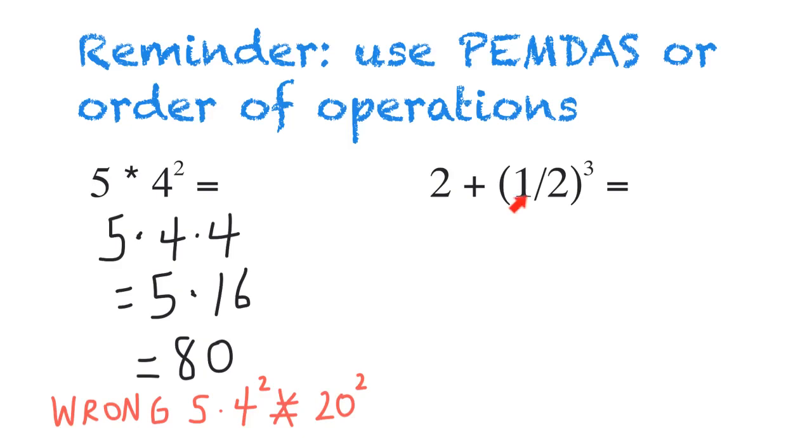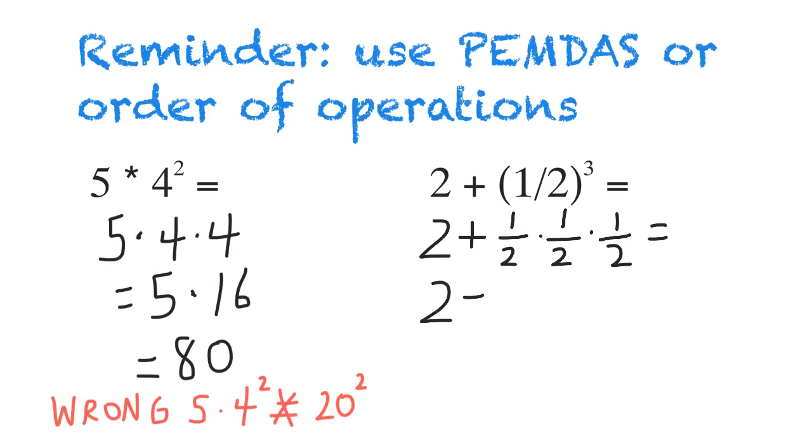Moving to the second example, I need to carry out the exponent before I do the addition. I will remember that I've got 2 plus, and I've got 1/2 times 1/2 times 1/2. My exponent is 3, so I have 3 copies of 1/2. That is 2 plus. Multiplying on the top, 1 times 1 times 1 is 1. Multiplying on the bottom, 2 times 2 times 2 is 8. I have 2 plus 1/8 written as a mixed number. That is 2 and 1/8.